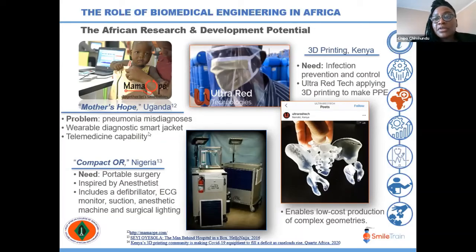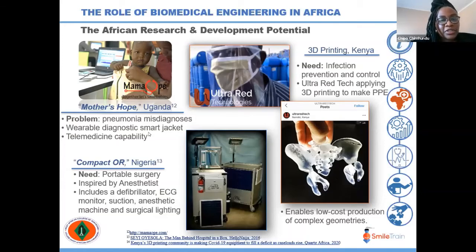Closer to Central Africa, we have an upcoming company called Ultra Red that is doing a lot of 3D printing, also serving the healthcare sector, where in the COVID-19 pandemic, they're printing PPE. They're also printing some complex geometry, such as the pelvis, as you see there.